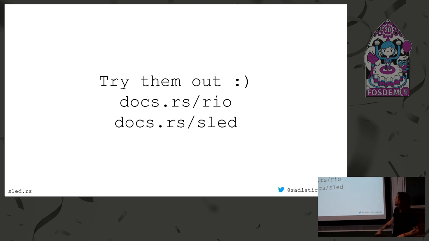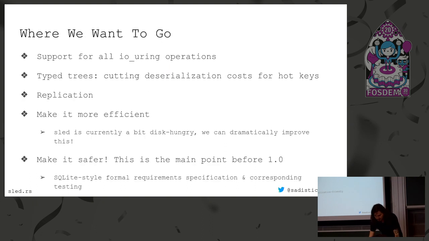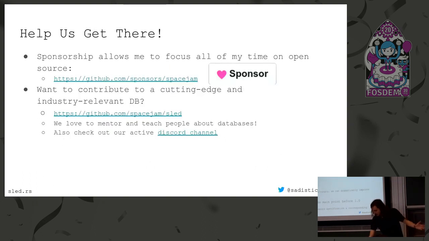If you're interested, try out Rio for io_uring. If you have Linux kernel 5.1 and up, you can start to use some of the operations. And Sled for everybody if you have to store some things. These are the projects that I'm excited to be talking about today. We have some cool results I already talked about. We want to do a lot more things.